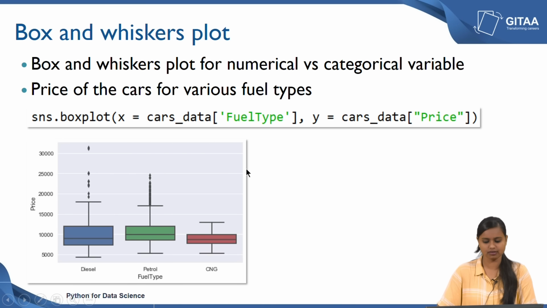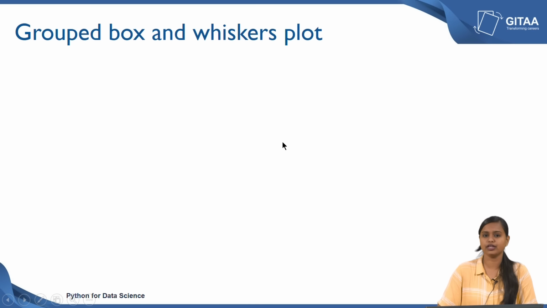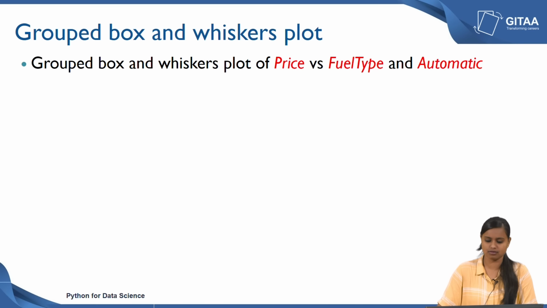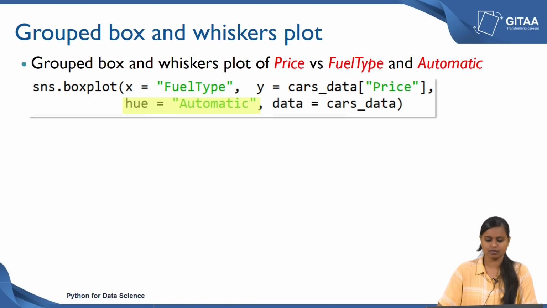So, now we have checked the relationship between fuel type and the price. Now we are going to look at the grouped box and whiskers plot. Here we are going to look at the grouped box and whiskers plot of price by fuel type, including one more variable called automatic. So, let us see how to do that. The code remains the same.